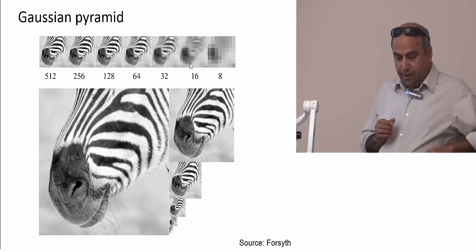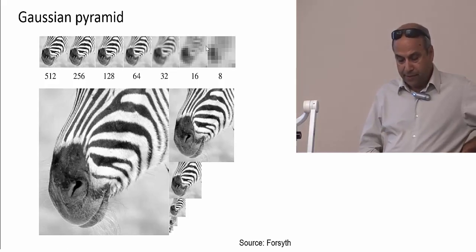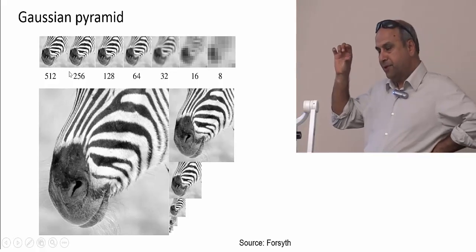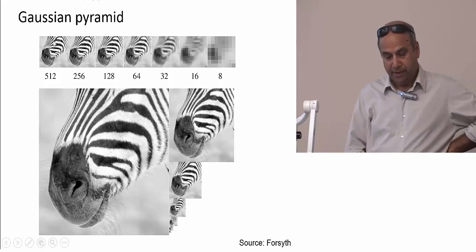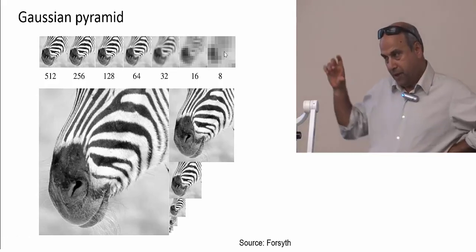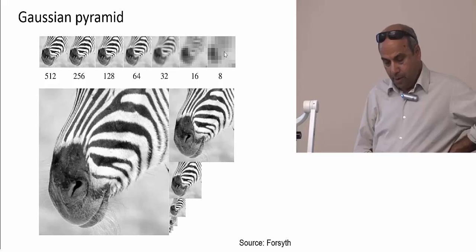So this is the pyramid, and as you see, this is the full resolution, and we have these different lower resolutions and so on. This shows that if you show these at the same size, then this is 512 by 512, but this is 8 by 8, and you don't see much detail. Resolution is reduced, even though we have stretched it out to the same size.